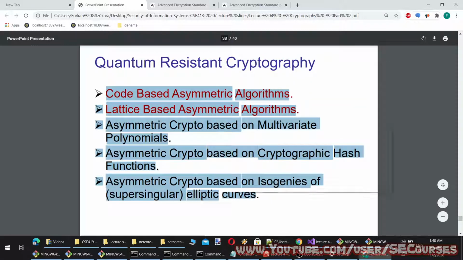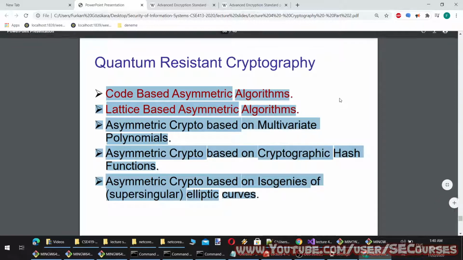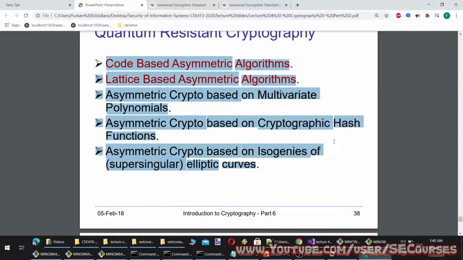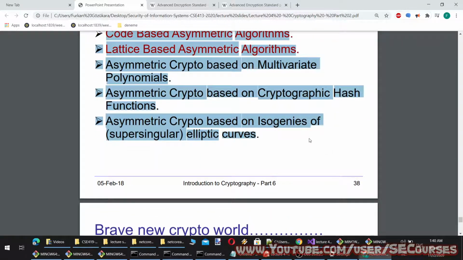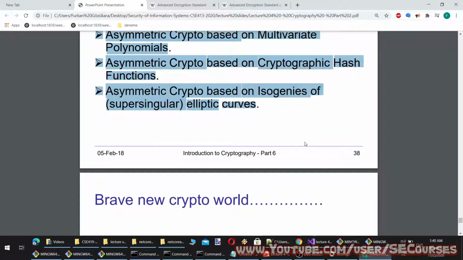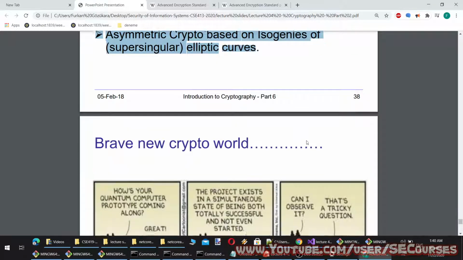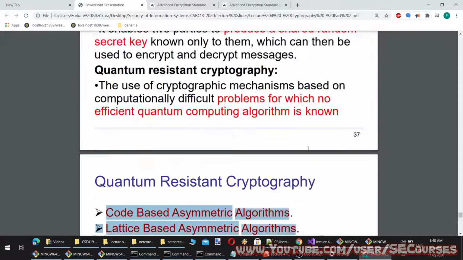Quantum-resistant cryptography: code-based asymmetric algorithms, lattice-based asymmetric algorithms, asymmetric crypto based on multivariate polynomials, asymmetric crypto based on cryptographic hash functions, asymmetric crypto based on isogenies of supersingular elliptic curves.